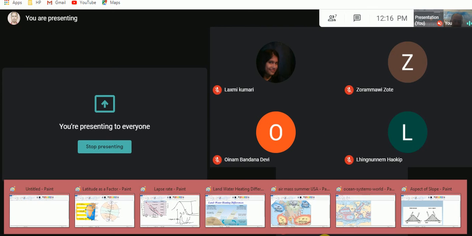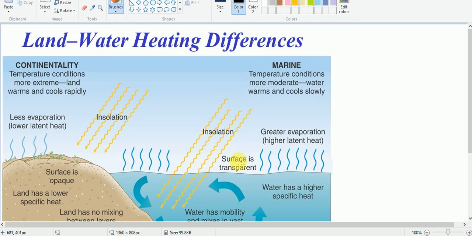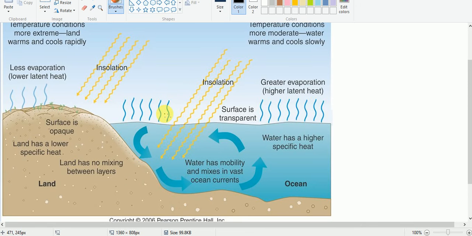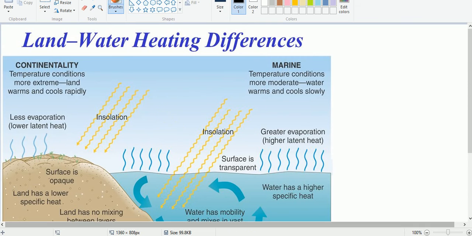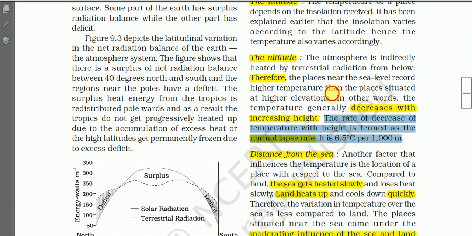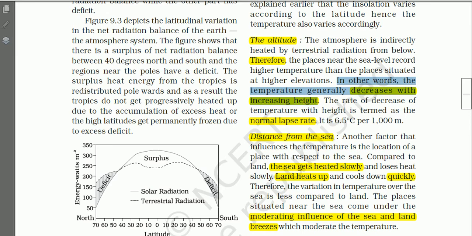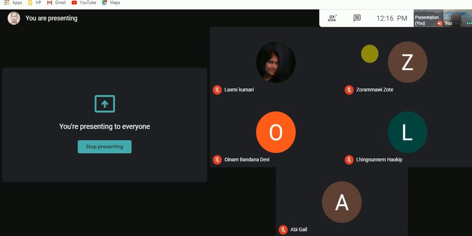Then let us see another diagram. As given here, places near the sea level record higher temperature than the places situated at higher elevation. In other words, temperature generally decreases with increasing height. So this is one more explanation about it.